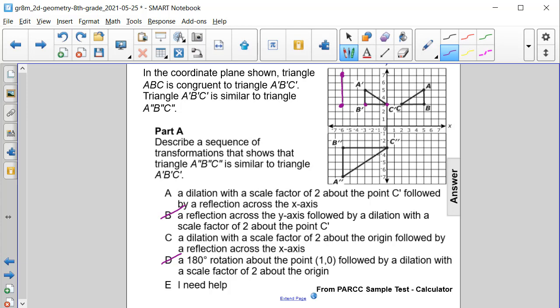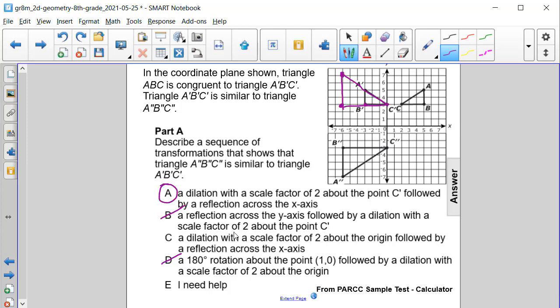So our new diagram for the middle step, if we dilate about point C prime, appears to be correct. Because if we enlarge it and dilate it about point C prime, then the point C prime would not move, but B prime would move out to here and A prime would move up to here. And then if we reflect across the x-axis, it would give us A double prime, B double prime, C double prime.